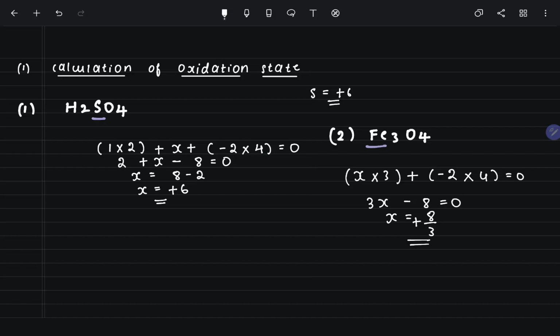You may ask, can I get the value in fractions also? Yes, you can get it, but this is in rare cases. Mostly they may ask in this form; they won't give you fraction values and all. The basic questions will be like H2SO4. Fine. So did you understand what the oxidation state is and how to find the oxidation state?